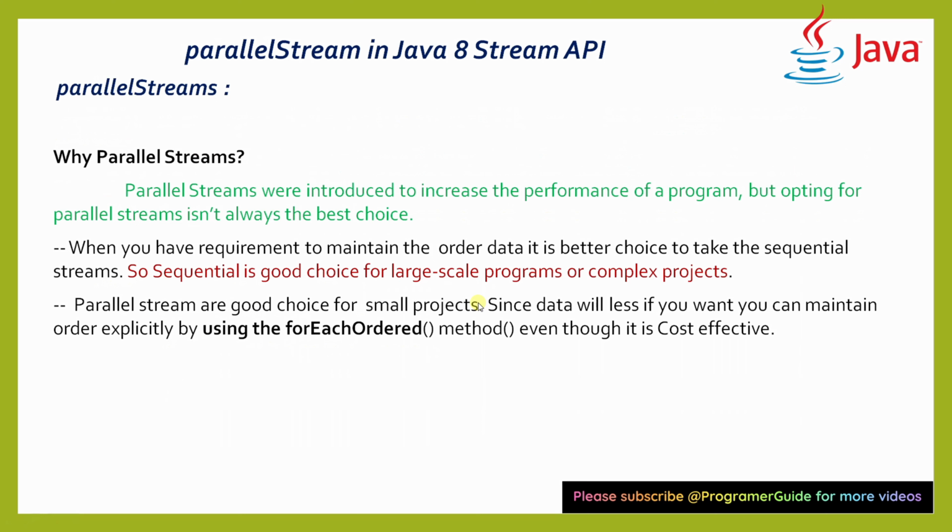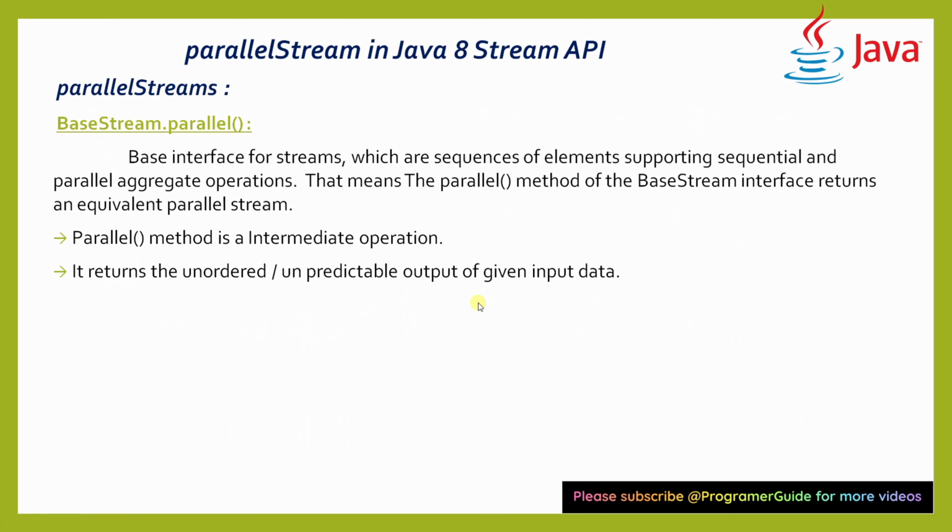Set, and some others, do not maintain the order, but most collections maintain the order. So whenever the order is maintained, you need not put in extra effort to organize the data. That is the reason sequential streams or normal streams are the best choice for large-scale applications. Now, coming to BaseStream.parallel.